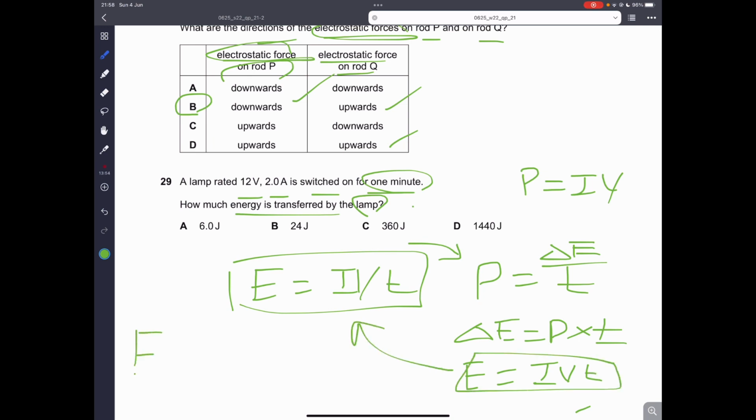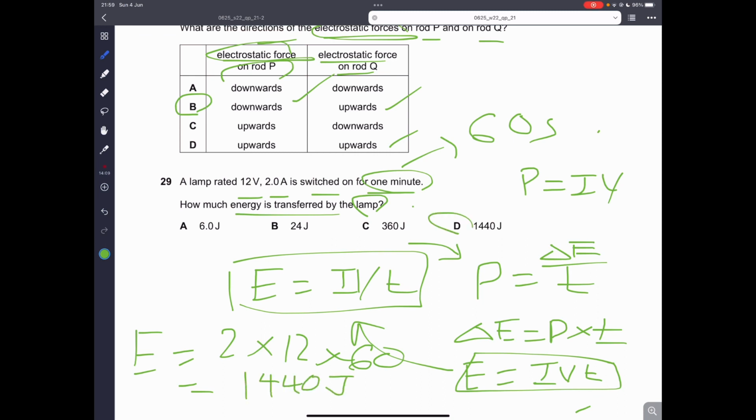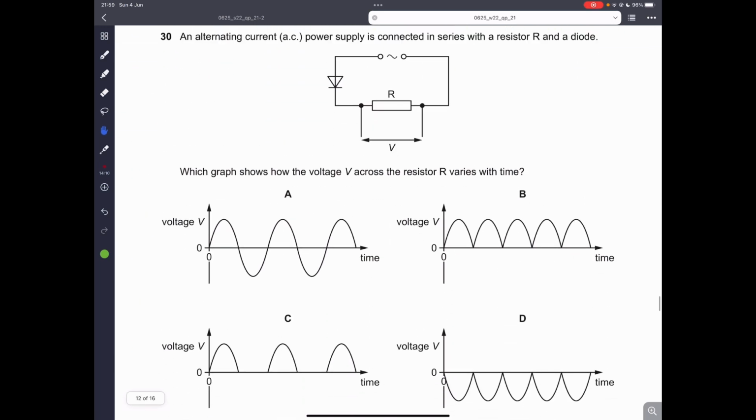Now basically just follow this formula. The current is 2, voltage is 12, the time is 1 minute. Remember to change it to seconds, which is 60 seconds. And then this will give us the answer of 1440 joules. Therefore D is the correct answer.